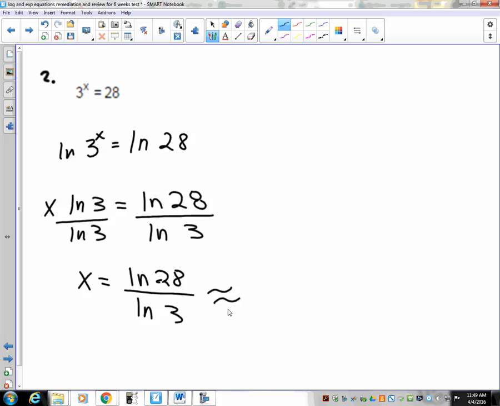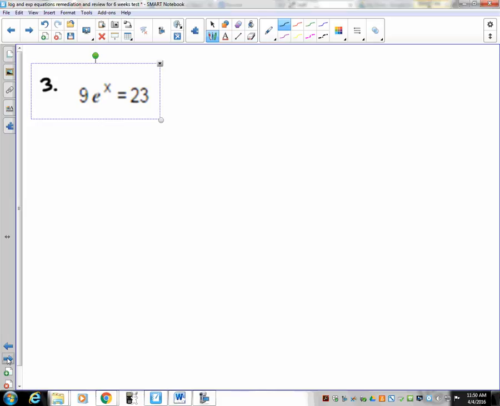All right, now, let's look at number 3. Okay, now, big difference on number 3. All right, you got to isolate first, and plus on this one, the base is e, so we don't have to use the power property. Okay, but we have to isolate first, right?